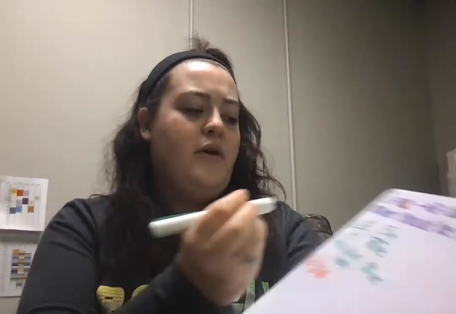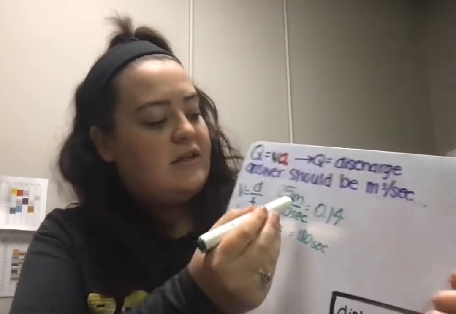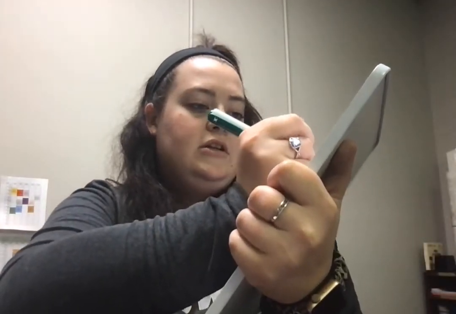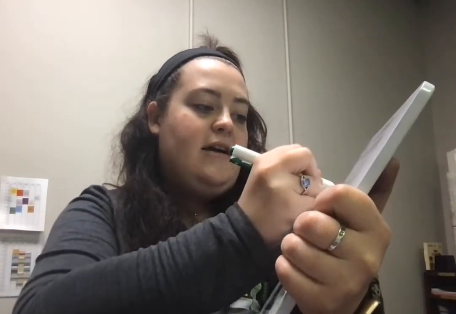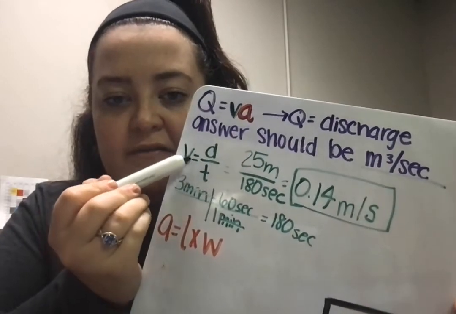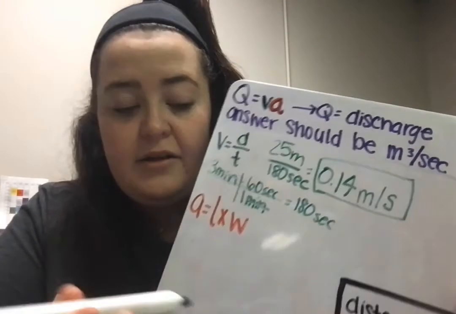So let's solve that. 25 divided by 180, and I'm going to get 0.138. I'm just going to go with 0.14 for that. And my units are going to be meters per second for that first part. Now, I'm going to circle that answer. I've tried to color code it for you guys. So for V, the V up there in our original formula, we got that value.